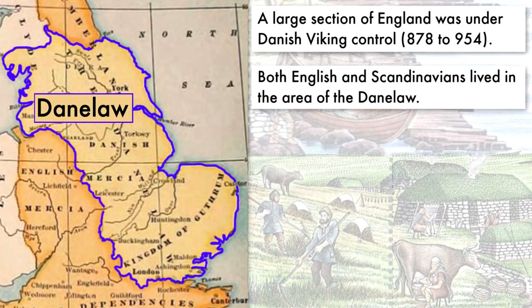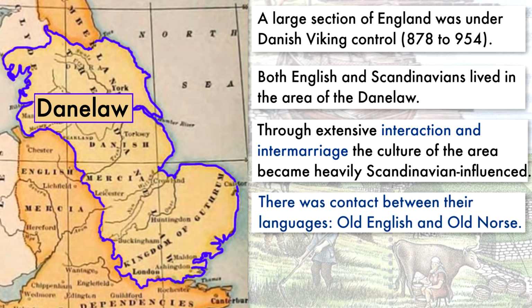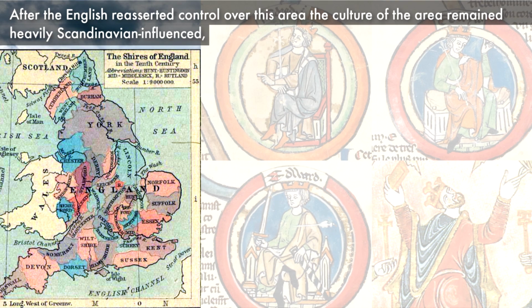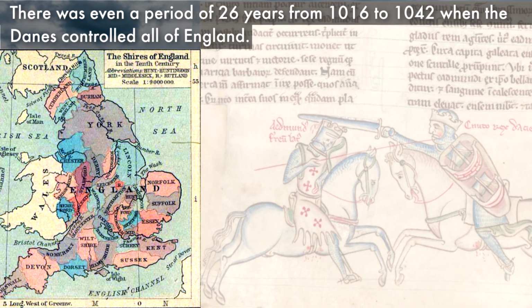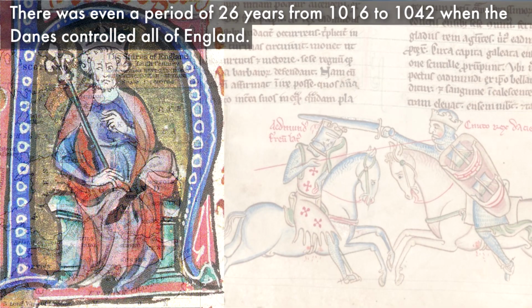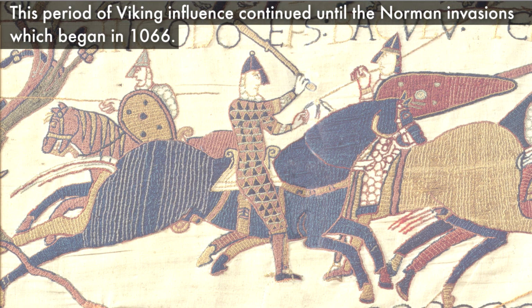Both English and Scandinavians lived in the area of the Danelaw, and through extensive interaction and intermarriage, the culture of the area became heavily Scandinavian influenced. And of course, there was contact between their languages, Old English and Old Norse. After the English reasserted control over this area, the culture of the area remained heavily Scandinavian influenced, and Danish attacks against England continued. There was even a period of 26 years, from 1016 to 1042, when the Danes controlled all of England. This period of Viking influence continued until the Norman invasions, which began in 1066.